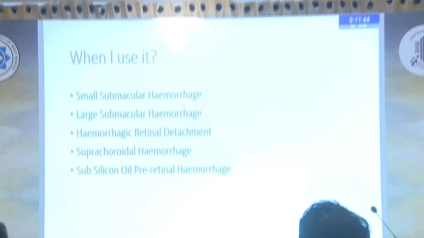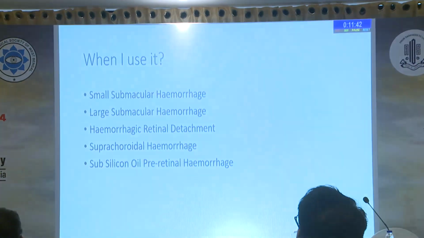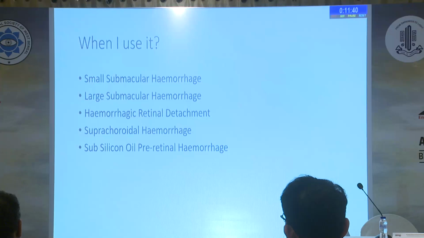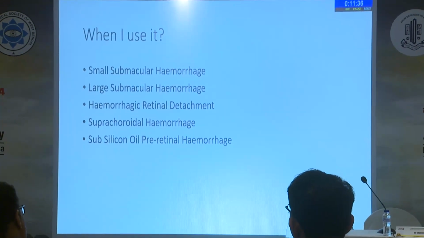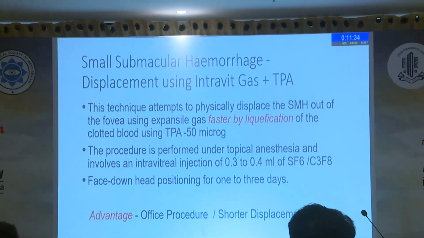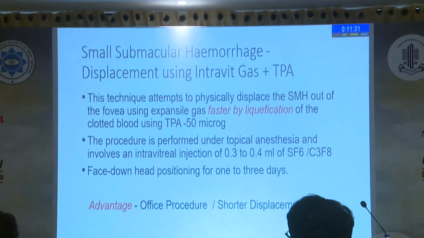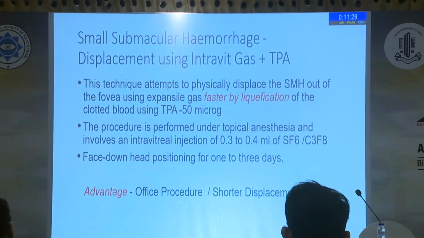How I use it intravitreal, subretinal, and recently I've tried suprachoroidal in one patient. When I use it: small submacular hemorrhages, I give intravitreal. Then large submacular hemorrhages, hemorrhagic retinal detachments, suprachoroidal hemorrhage, and subsilicon oil pre-retinal hemorrhages. So small submacular hemorrhages you just displace using the intravitreal gas and tPA.